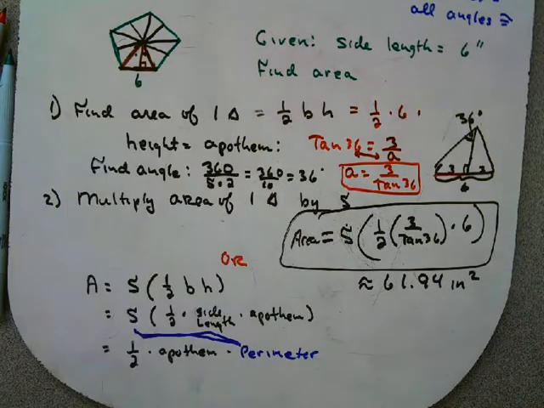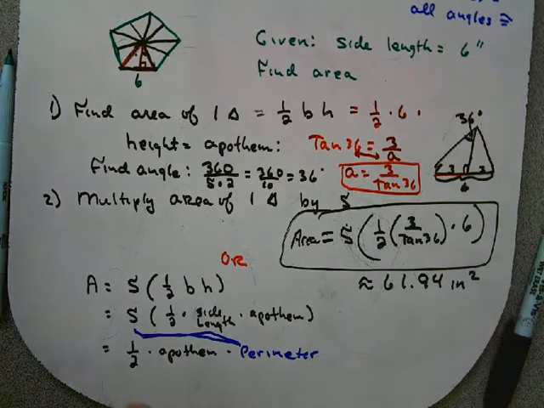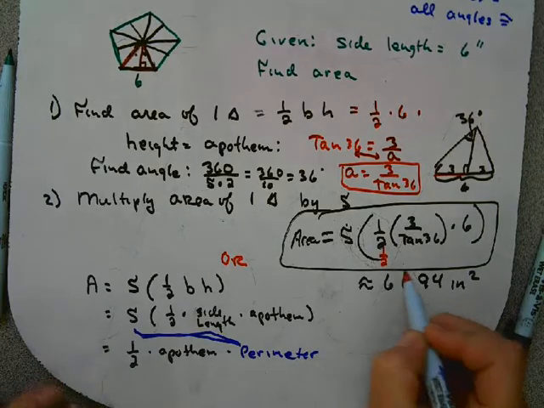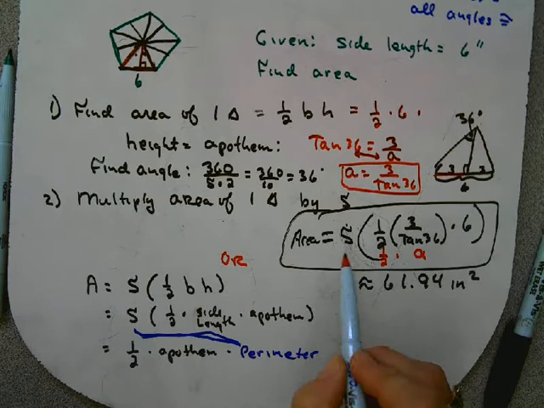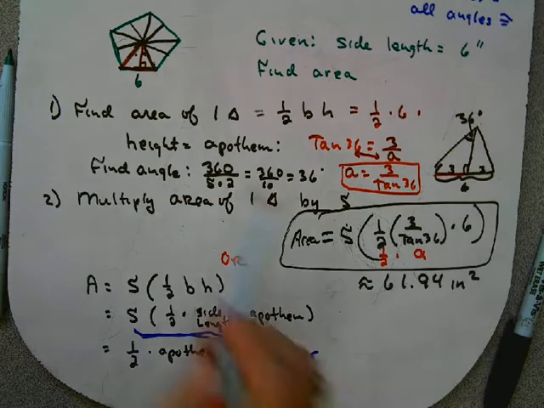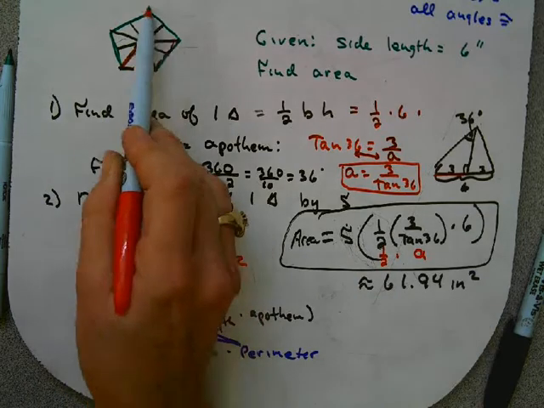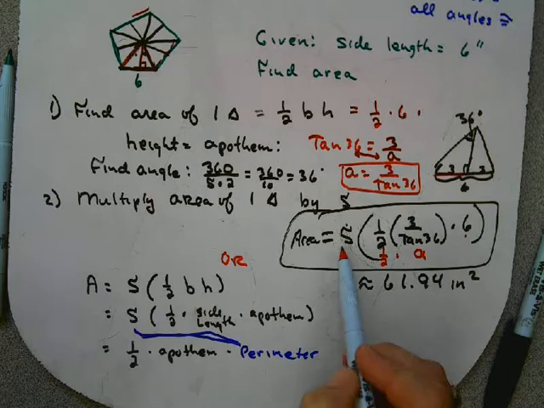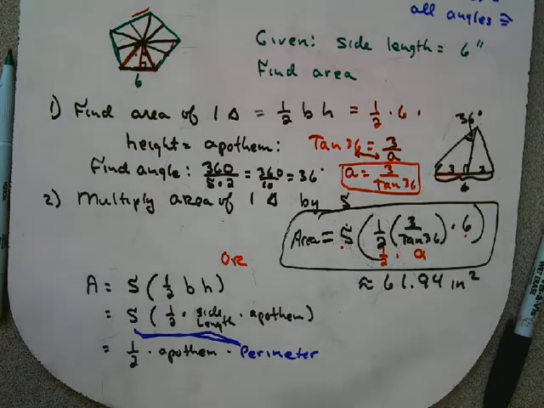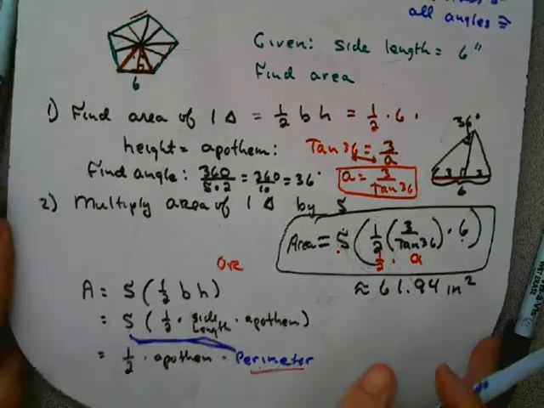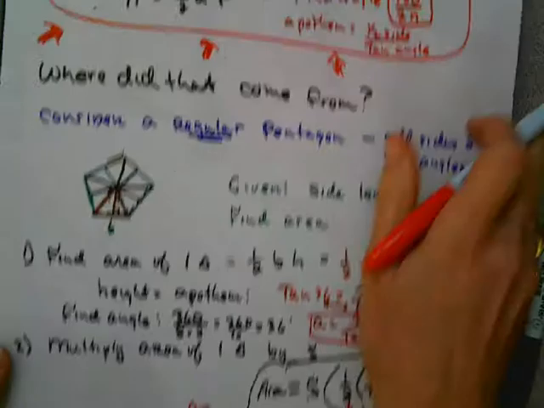Now another way to look at this, if you thought about our formula, we have 1/2 times the apothem, and the perimeter of the entire pentagon is a side length 6 times 5 triangles. So that's where this formula comes from. 1/2, 5 times the side length is the perimeter. Here's my apothem, and 1/2 is from the area formula for a triangle. How do we find a perimeter?